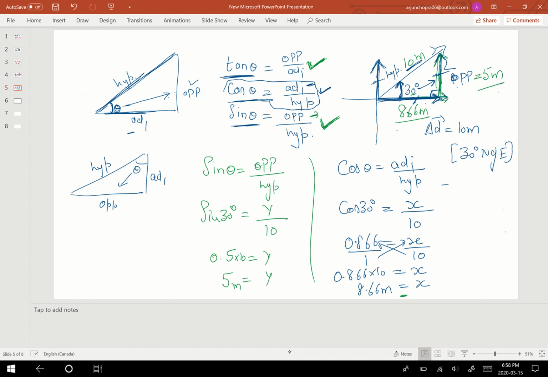I can do it by applying tangent theta also. Let's see, tangent theta equals opposite upon adjacent. So tangent 30 is equal to 0.57, equal to the opposite, which we called y, upon the adjacent, which is 8.66. So 0.57 times 8.66 gives me y equal to 4.99, which is approximately equal to 5 meters.